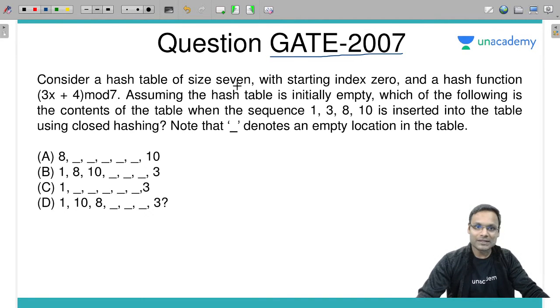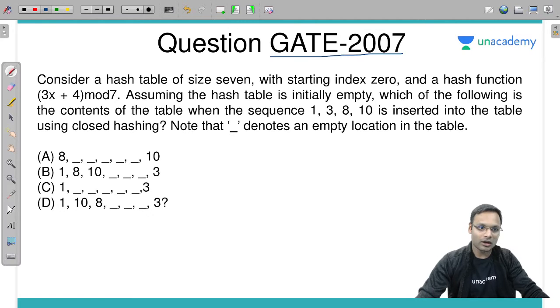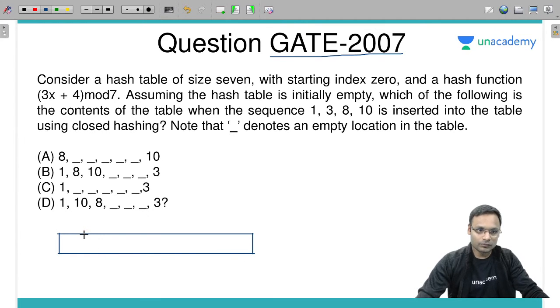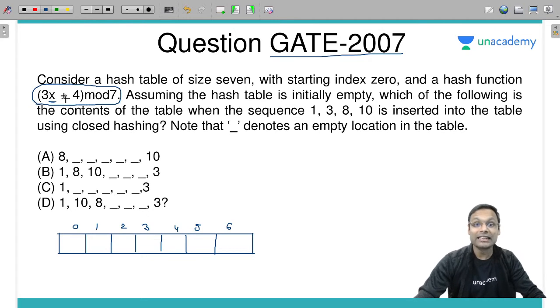Consider a hash table of size 7. Okay, so let me draw a hash table here of size 7. Let me draw it in a horizontal way so that I can utilize my space here. Starting index 0, so indexes will be 0, 1, 2, 3, 4, 5, and definitely 6, and a hash function 3x plus 4 mod 7. X is the key value. Fine. Assume that the hash table is initially empty.